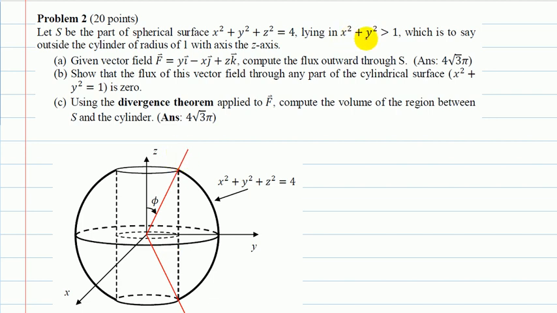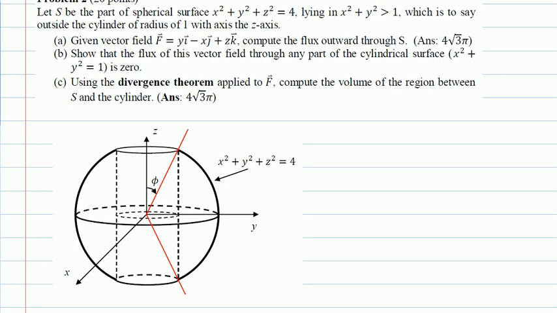Basically, x squared plus y squared greater than 1 is outside this cylinder, and greater than 1 means any region outside the cylinder. So you have the sphere, and it's the part outside the cylinder, which is why you're looking at only this portion. You can imagine this is like an apple: you take out the core, and what's left is the surface we're looking at. The vector field is given, and we compute the flux outward through S. The direction is also given as outward. So here is your S.